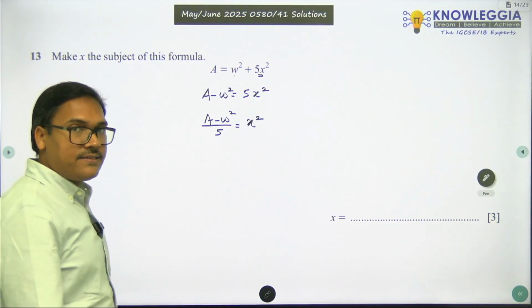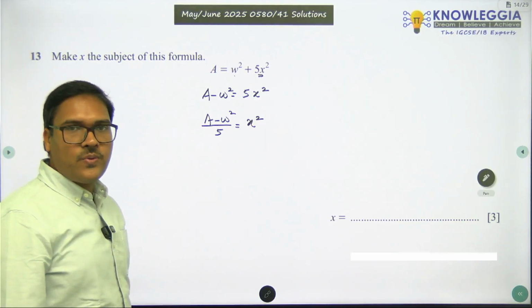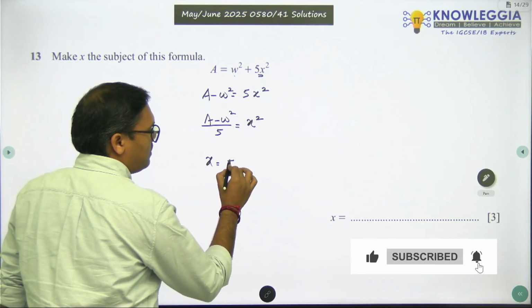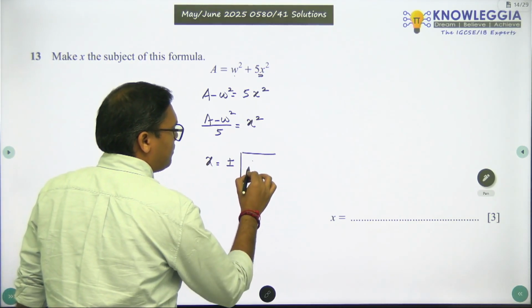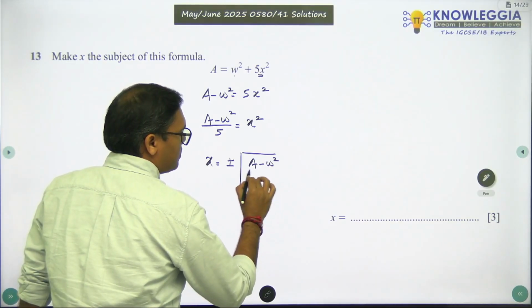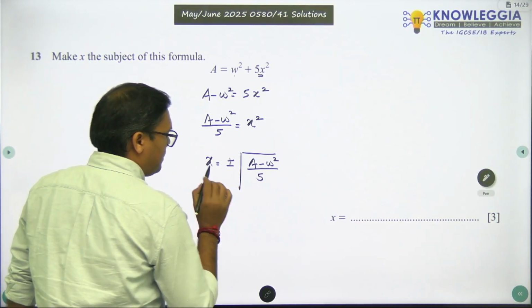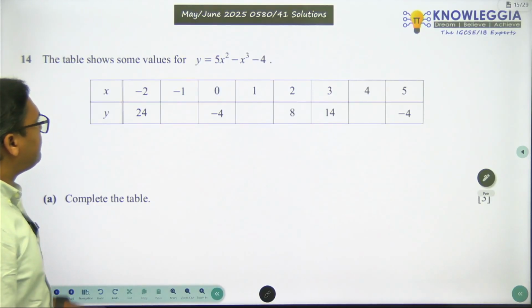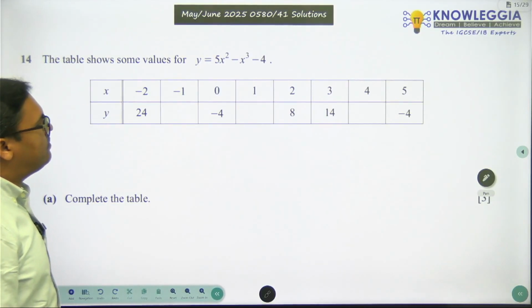Now I want to make x the subject, so I'll have to remove the square by taking the square root. So what is x? If I take the square root, this is plus minus under root of a minus w square upon 5. That is the answer for this question. Okay. This one is pretty easy again. Standard question. The table shows this value.